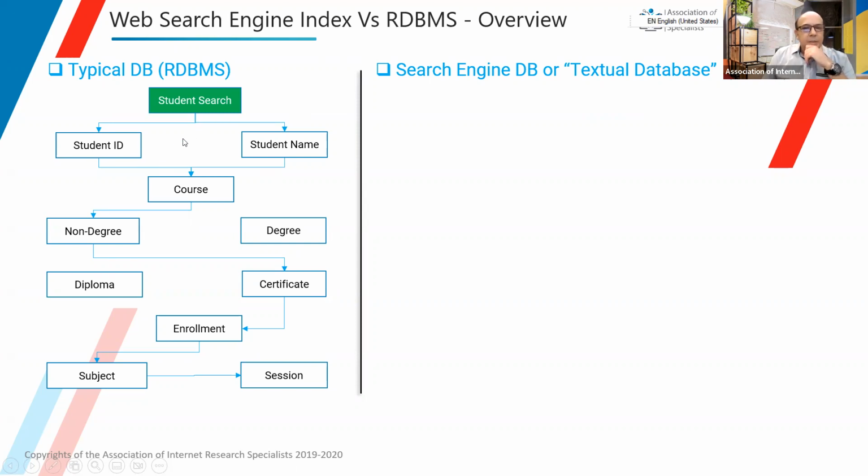Standard database is simpler in the sense that if you have a certain type of information or you have to search for something. As an example, we're looking at a student search. And if we have a student ID or a student name, we should be able to pull record of the course that student has taken. And then, if it is a non-degree or degree, if it's a degree course, it would take you further and you can do more of search to find out about the certification that a student is doing.